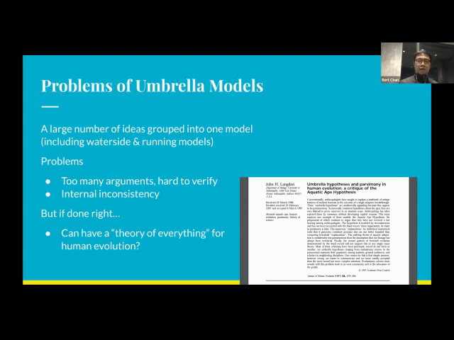If we can do it right, then they can become a kind of theory of everything in the study of human evolution. We have attempts at a theory of everything in physics, in mathematics, or in biology, that is the new synthesis of evolution. So why not in human evolution? Why can't we have this kind of theory of everything? We should be able to get this kind of theory too.